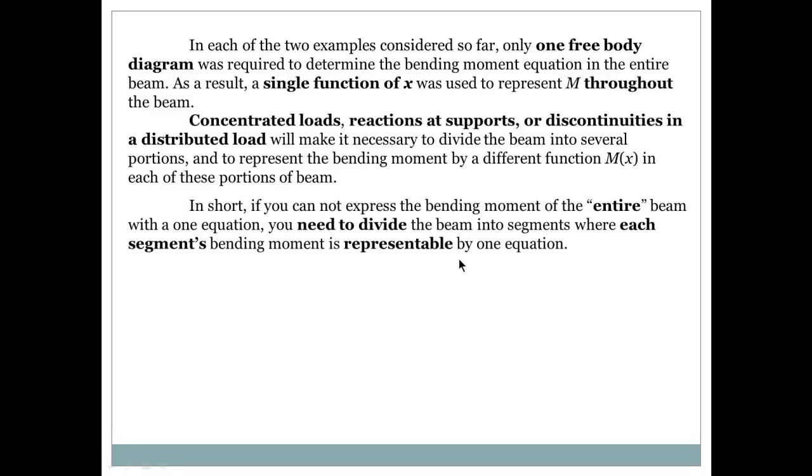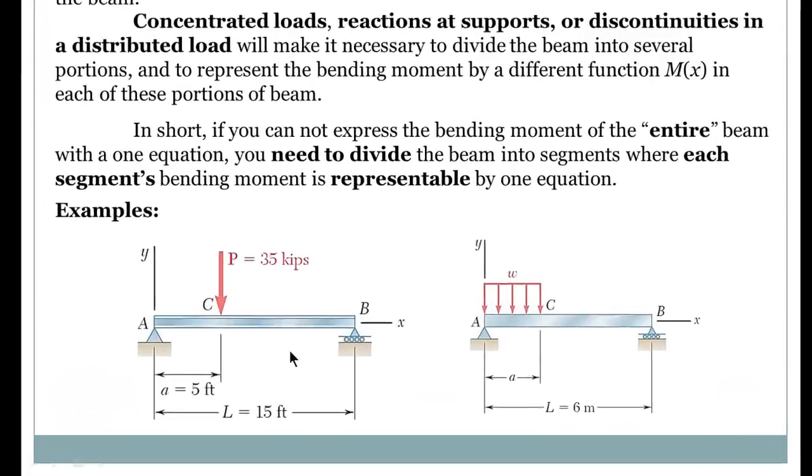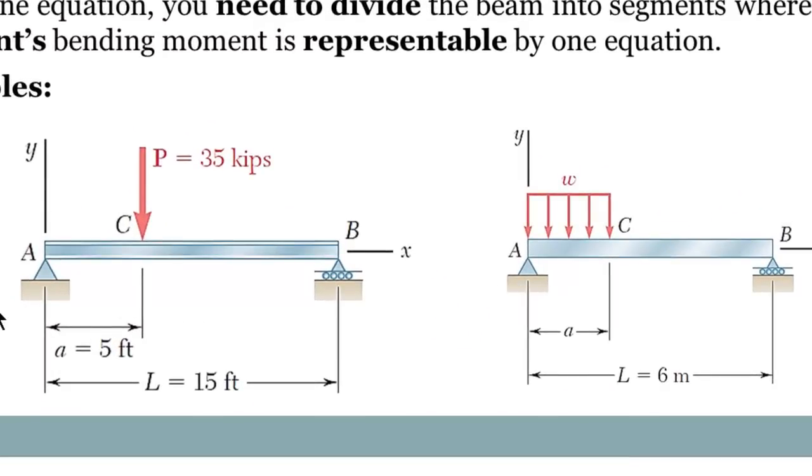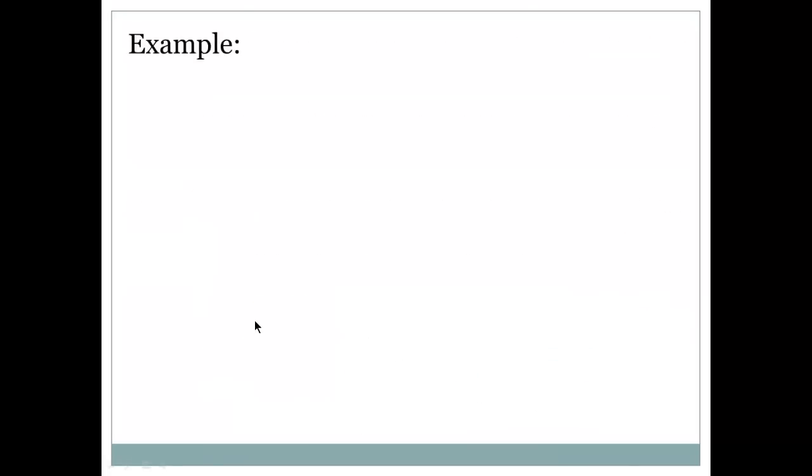In short, if you cannot express the bending moment of the entire beam with one equation, you need to divide the beam into segments where each segment's bending moment is representable by one equation. So, examples. These are two examples right here. For example, from point A to point C, we will have an equation for the moment that is different from the equation of the moment between C and B. Same thing applies to this beam. So, what to do? Here is an example.